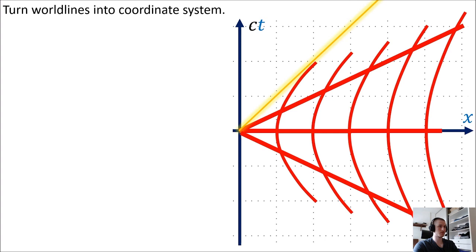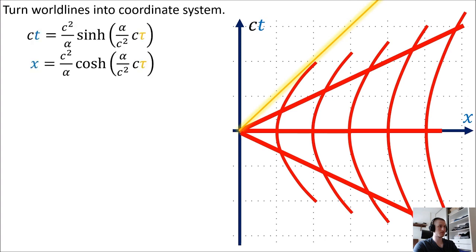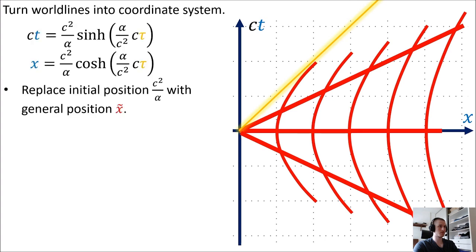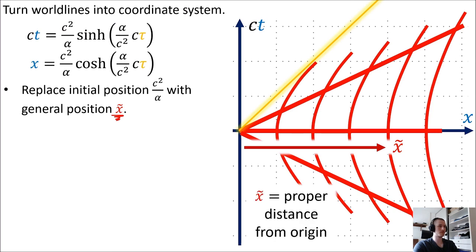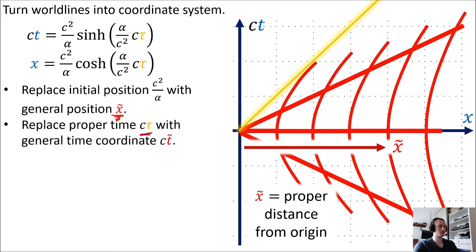for spacetime. Taking the equations for constant proper acceleration, let's replace the coefficient in front, c squared over alpha, with a continuous variable x tilde. The x tilde variable lets us continuously choose a hyperbola with any constant proper distance from the origin of our choice, with this constant proper distance from the origin just being x tilde. We can also replace the expression c times proper time tau with a new time coordinate ct tilde. This time acts as a hyperbolic angle for the coordinate system and lets us pick a particular instant in time for all of the spaceships.